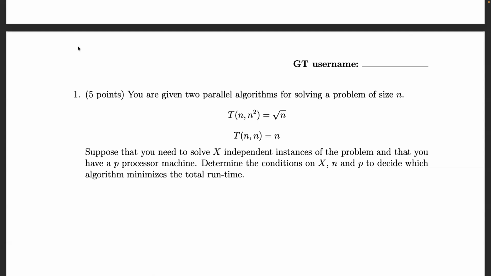It's not necessarily that it achieves the best speedup or is the most efficient. If we have two algorithms with exactly the same speedup and efficiency, but one uses more processors, we would prefer that one.